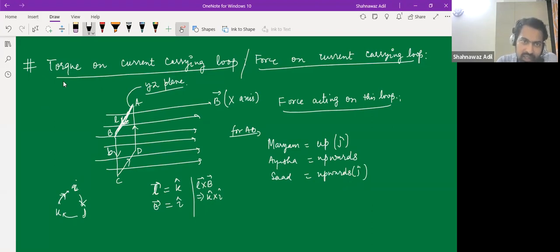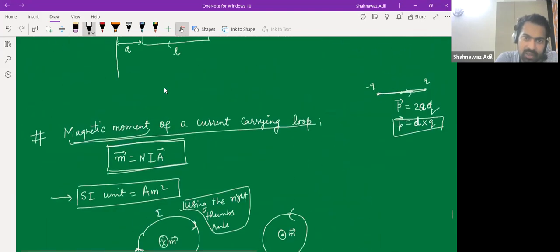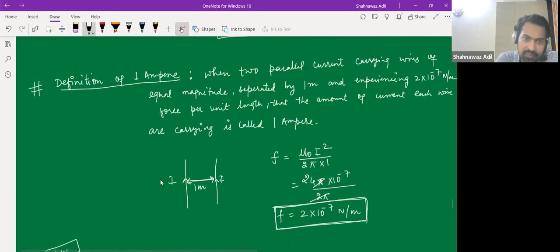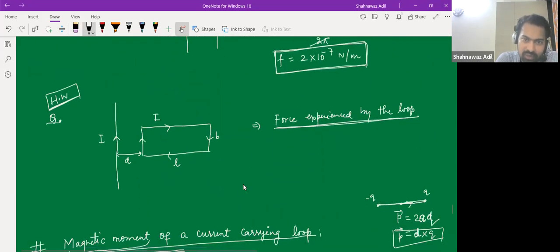I will discuss this part later. Only two topics are remaining: this one and then the moving coil galvanometer. I will quickly finish these two and then we'll do the next chapter. So you guys think about it. Do this problem, and then you will be able to answer this.